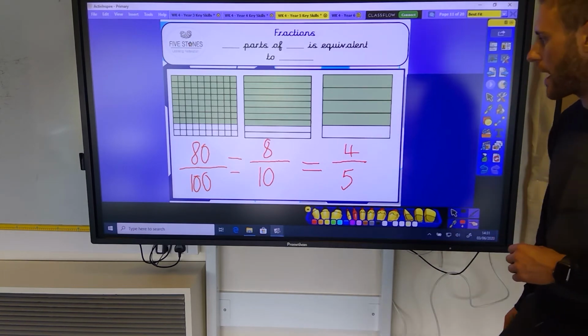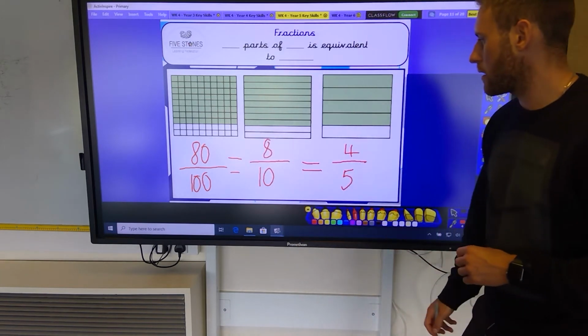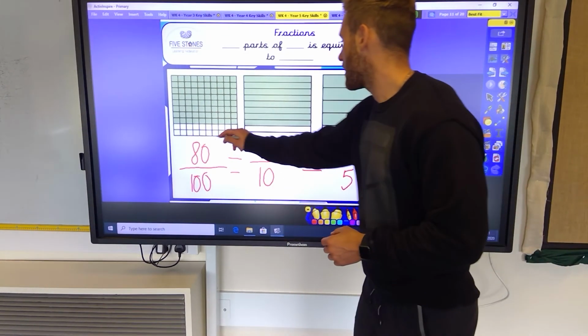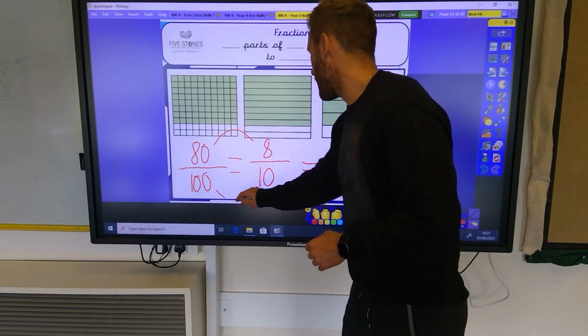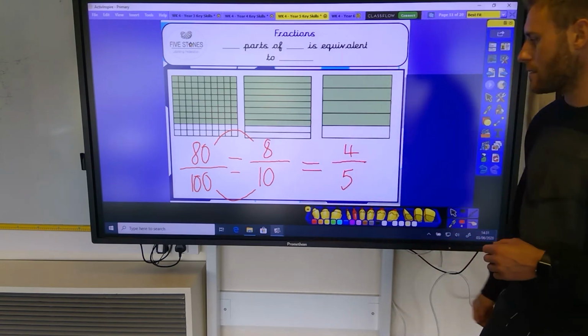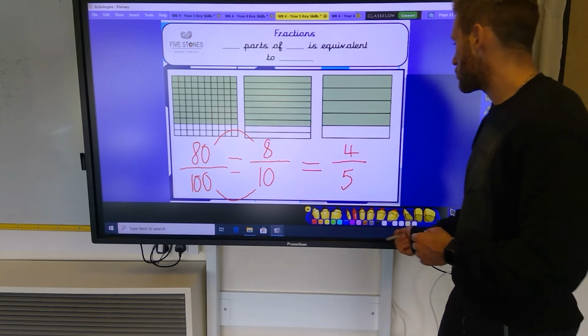And great. To help us simplify, we look for a common factor. Great. So we can see in here, 10 goes into both parts. How many times does it go into? 8 times and 10 times. Now we're looking for a common factor this time. Yeah, 2 was that common factor.